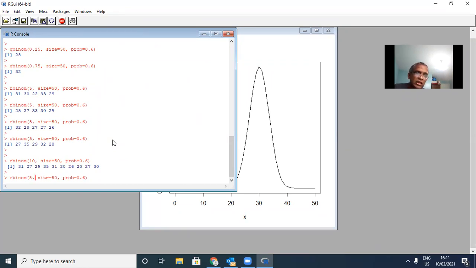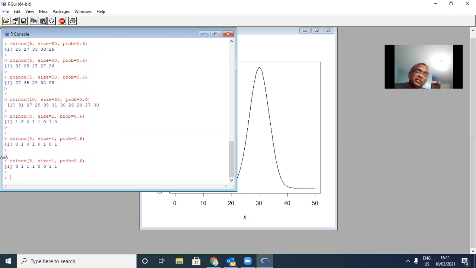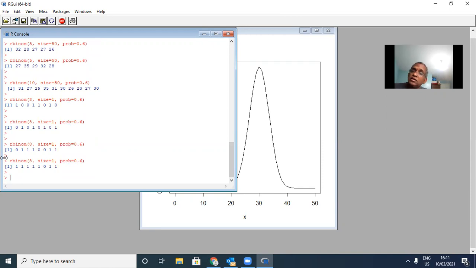So you should say rbinom with size equal to 1 and probability 0.6. This is what you will get. Yeah, you're right. So here, remember, a binomial distribution with size equal to 1 is a Bernoulli distribution. So the possible outcomes can either be 0 or 1. That's why when you do this, you're getting outcomes that are either 0 or 1. Do you follow me, guys, or not?